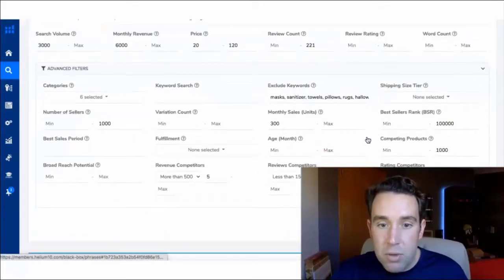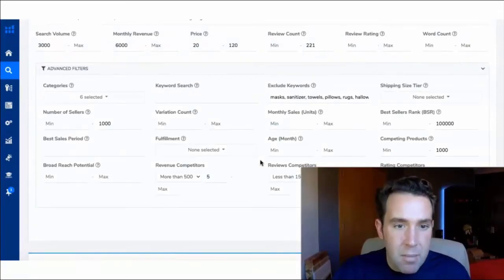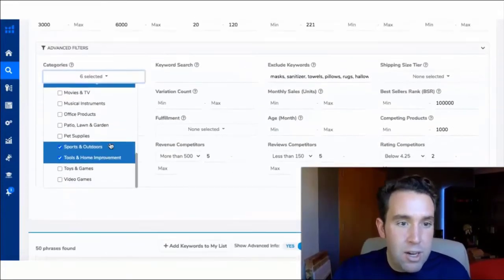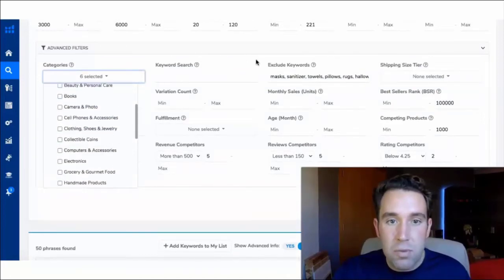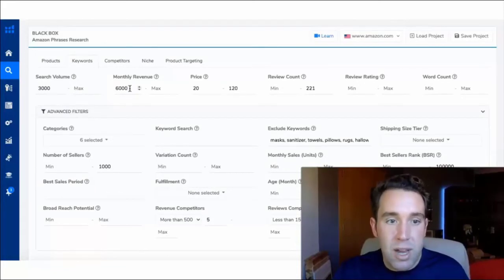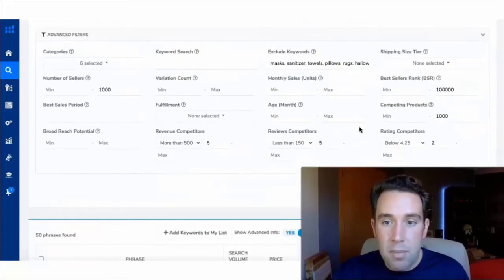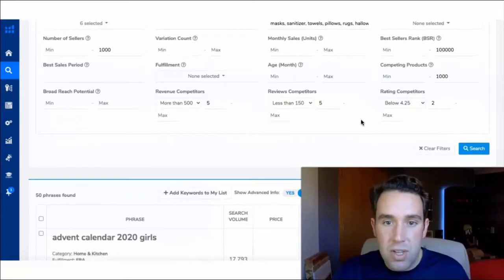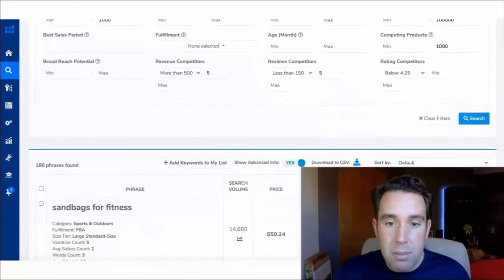You can play around with those filters I gave you. So if I take out the 300 minimum, or choose maybe a different category here, I would probably get different products, but you can play around with those filters. And these ones I would keep for sure: minimum 3,000, minimum 6,000, price 20 to 120, max review count 220 roughly. And then let's do another search here. Only thing I did differently is let's take out the rating, and take out the minimum 300 sales per month.